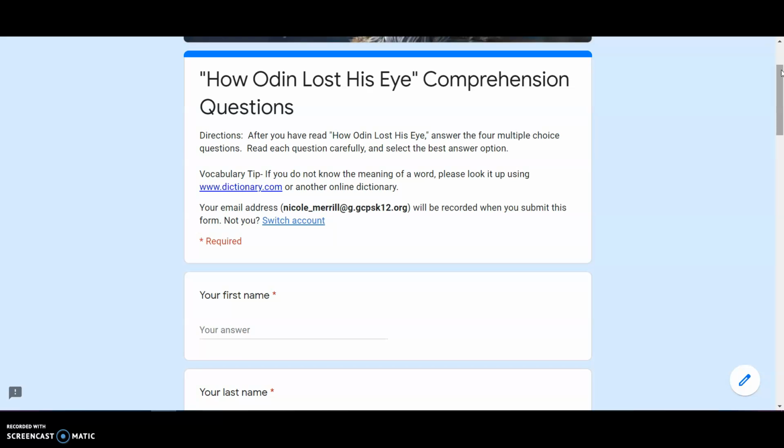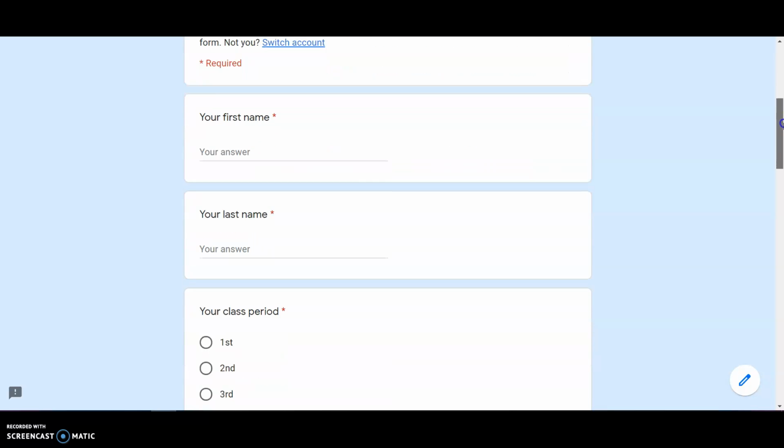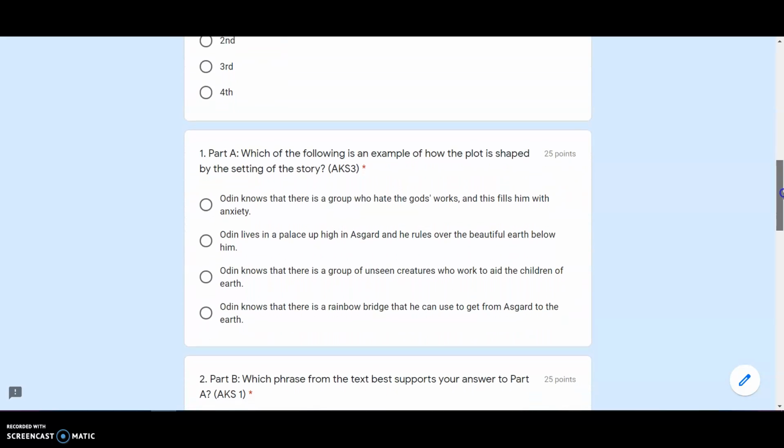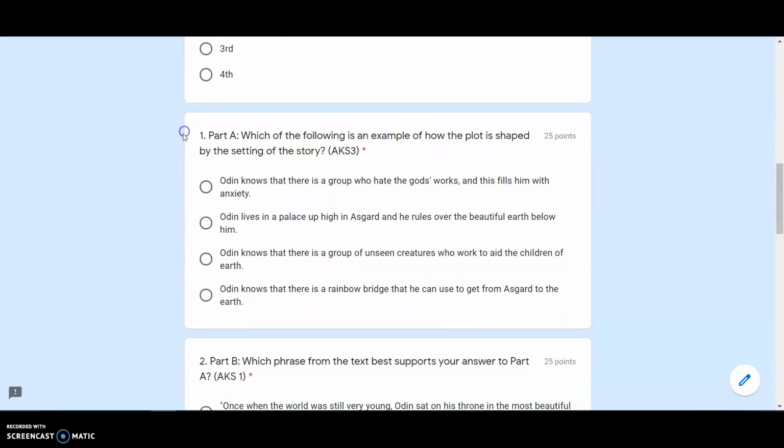You will continue to use how Odin lost his eye, and these questions that you'll be answering today will definitely help you. Again, don't forget your vocabulary tip. If there's something that you do not know, please just look it up. Also, make sure you put in your first name, your last name, and your class period, just like you have been doing. Okay, let's get started with these questions. Here's question 1. Notice that each question is worth 25 points since there's only 4 questions.